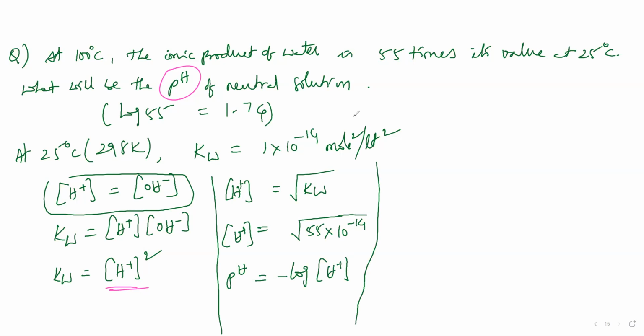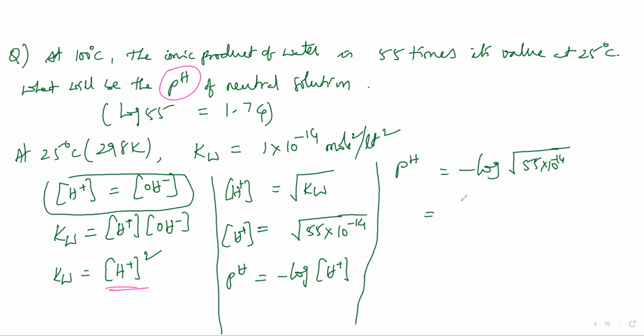So pH is equal to what you get? Negative logarithm of square root of 55 into 10 power minus 14. Log xy.